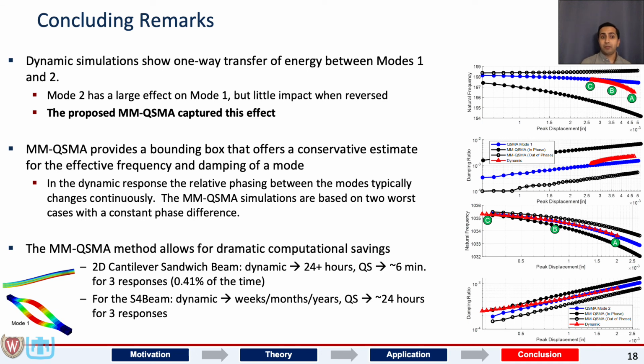For the 2D cantilever beam, a dynamic analysis would take about 24 hours or more, whereas a quasi-static response for all three, in-phase, out-of-phase, and single mode, took about 6 minutes. If we were to do it on a much larger structure, the S4 beam, dynamic could take up to months to years, whereas a quasi-static will take 24 hours.